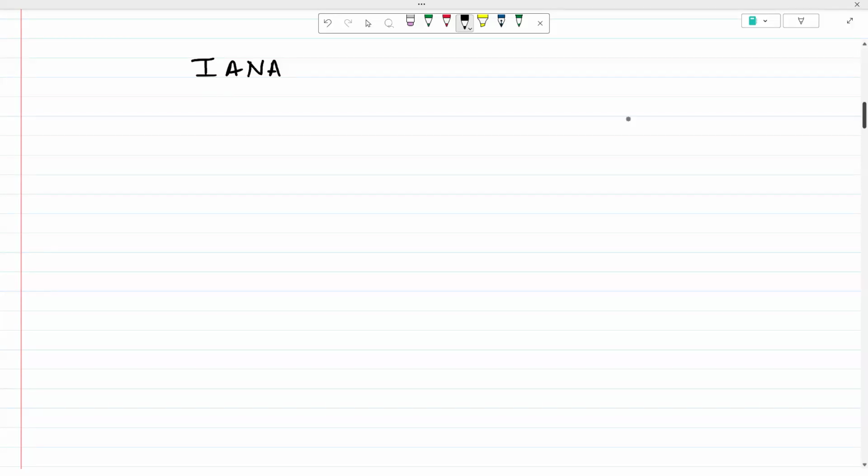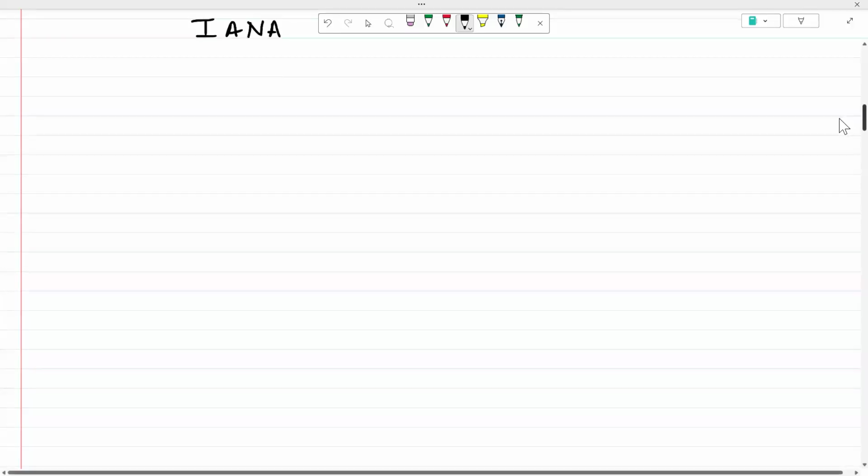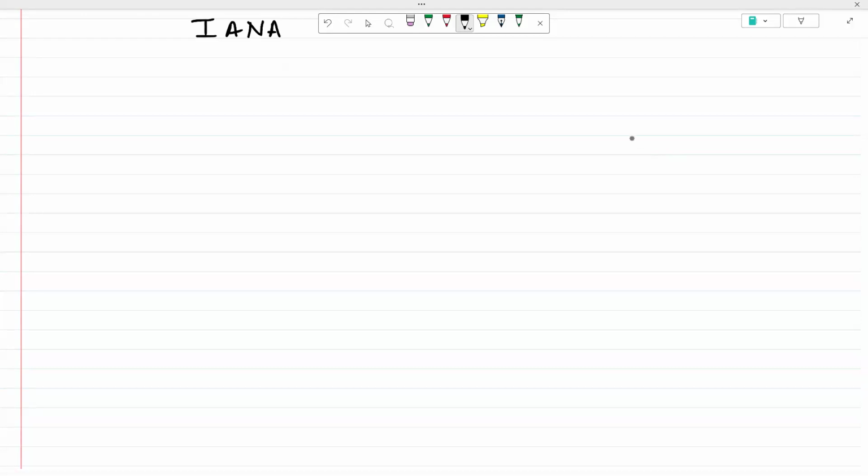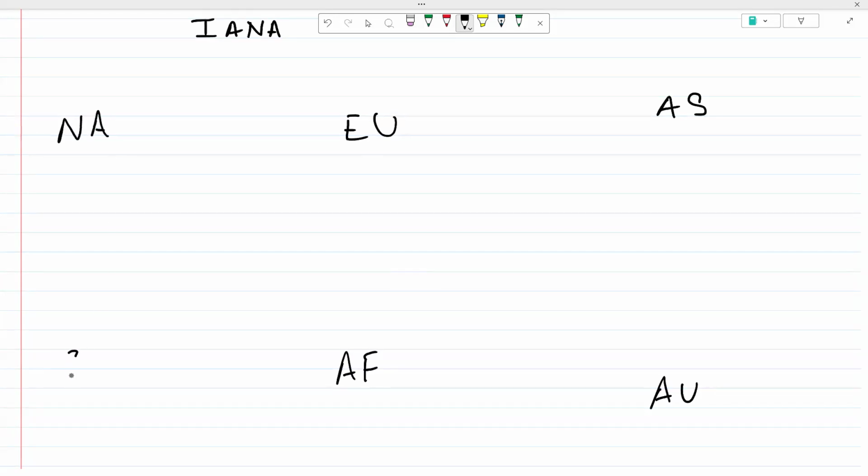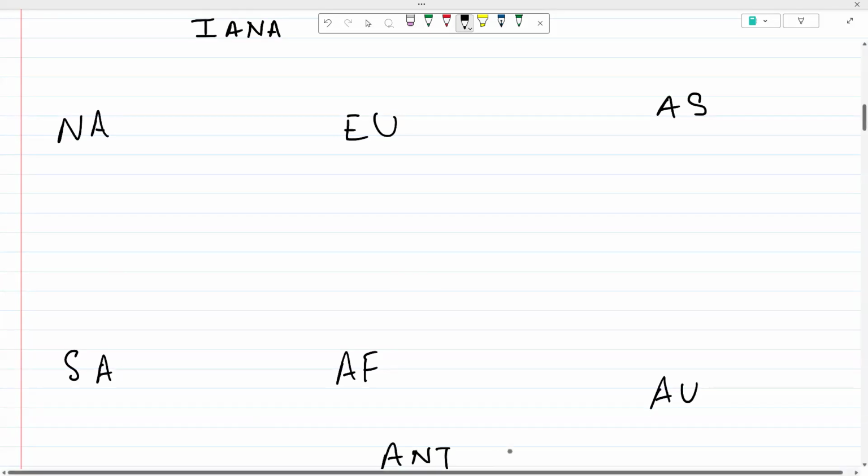So what IANA did is that, we have different continents in the world, right? So we have Asia over here, and we have Australia at the bottom. Then we have here Europe, Africa. Then we have North America and South America, and we have Antarctica. So we have these 7 continents, right? Now, what IANA thought, again, as I said, it's a hypothetical analogy that I'm giving you.